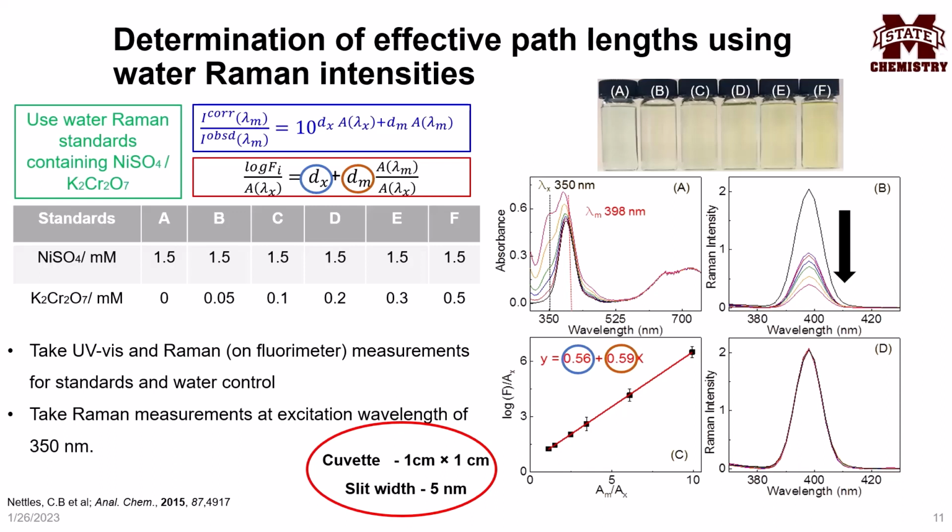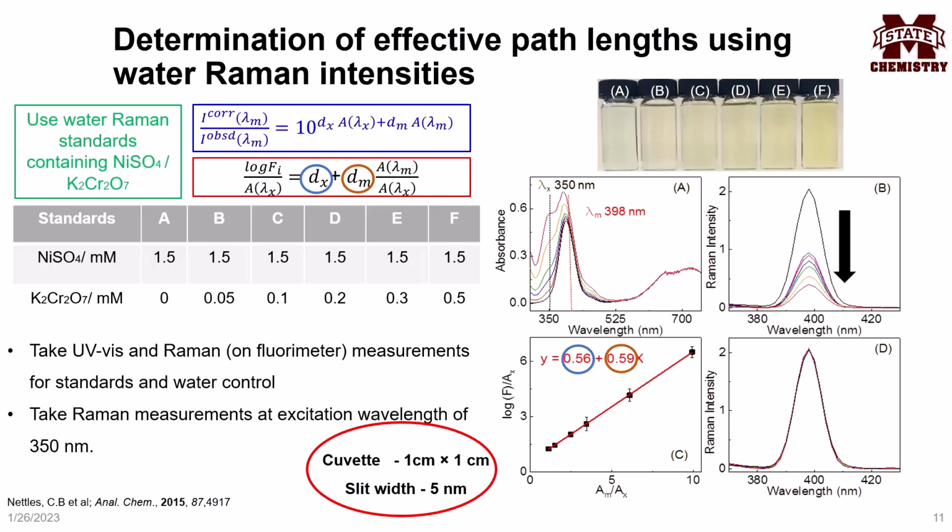Figure A for the chromophore mixture shows that UV-vis intensity has increased with increasing chromophore concentration. The corresponding Raman spectra were acquired at an excitation wavelength of 350 nanometers. Even though the UV absorbance is seen to increase with the concentration of chromophore, the Raman signal intensity does not increase with increasing concentration. The arrow indicates the direction of spectral change.